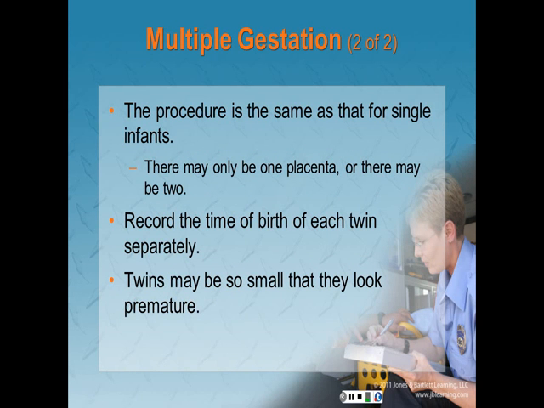There may be only one placenta, or there may be two. You should record the time of birth of each twin separately, and remember they may be so small that they look premature, and you need to handle them carefully and keep them warm.